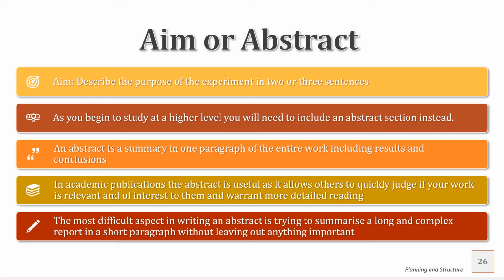Aim or abstract. The aim section should describe what the purpose of the scientific experiment is in no more than two or three sentences. The abstract, which is your summary of your entire working, including the results and conclusion. In academic publications, the abstract is useful as it allows others to quickly judge if your work is relevant and of interest to them and warrant more detailed reading. It provides a similar role to the summarized content you find on the back of the cover of a book.